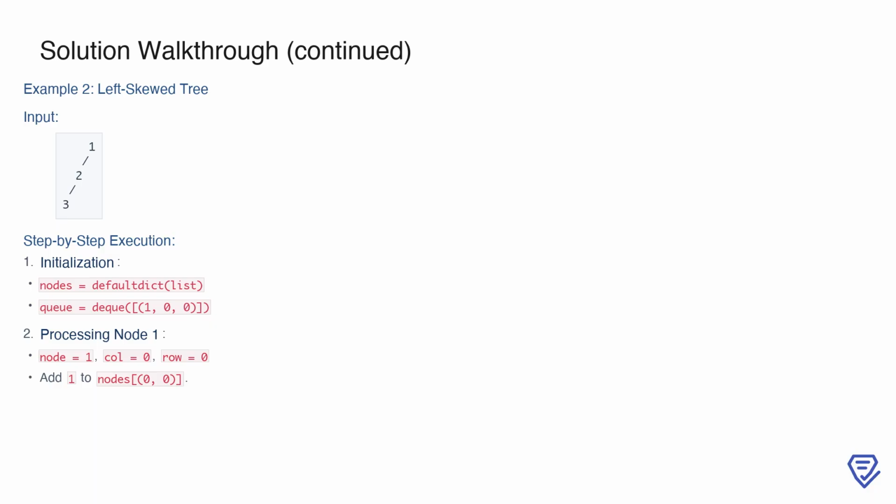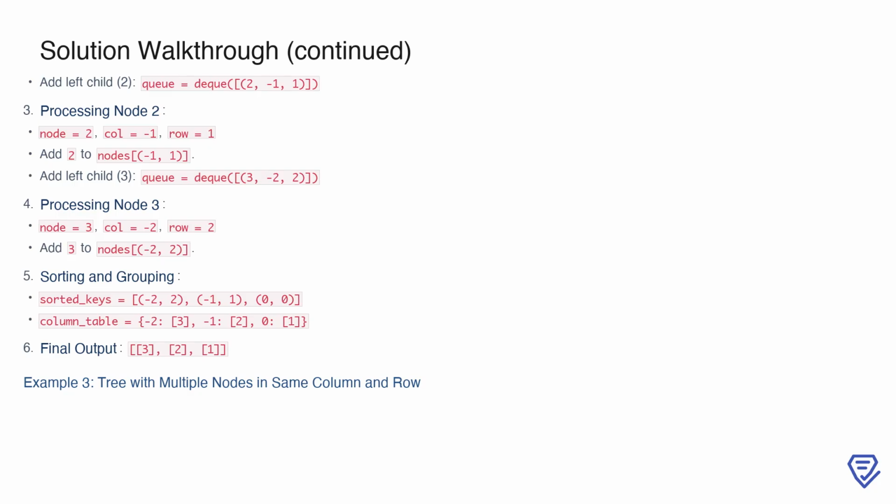We begin by initializing the nodes dictionary and the queue, just as before. The root node, 1, is at column 0 and row 0, so we add its value to the dictionary under the key 0, 0. Then, we enqueue its left child, node 2, at column -1 and row 1, since it is one level deeper and to the left of the root. This setup allows us to follow the same systematic process of traversal and recording. Continuing with node 2, we add its value to the nodes dictionary under the key -1, 1, and then enqueue its left child, node 3, at column -2 and row 2.